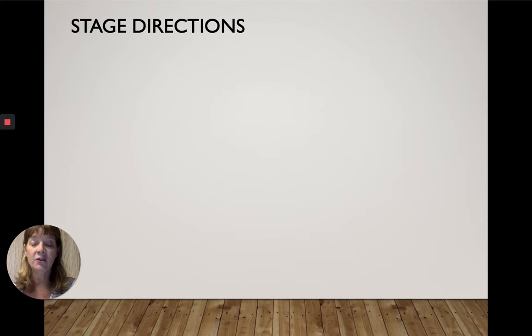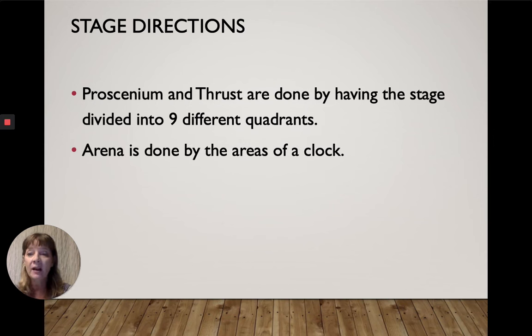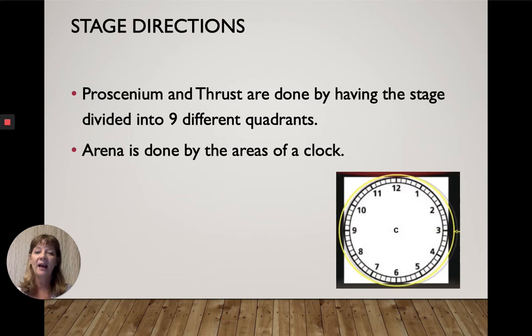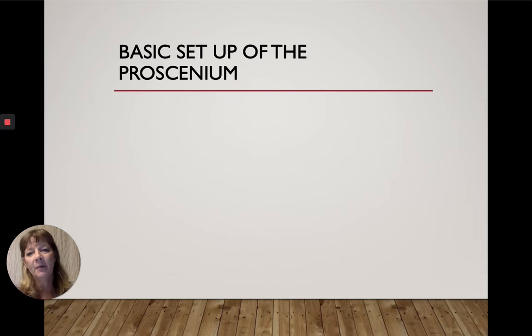Okay, stage directions. If you've been involved in theater for any amount of time, you may have heard the terms stage right, stage left, center stage. These are what we call stage directions. The proscenium and the thrust are done by having the stage divided into 9 quadrants. And the arena stage is done by having clock directions because you don't have any one side, right? So let's talk about the basic setup of the proscenium and thrust stage directions.